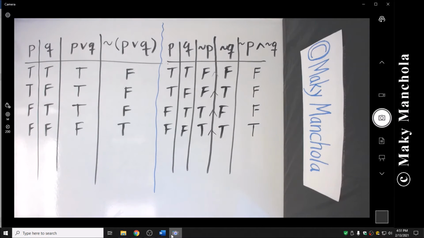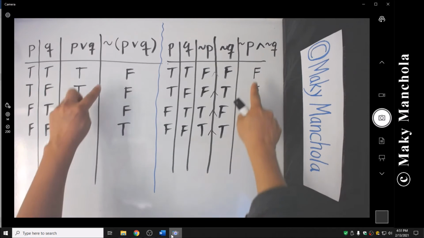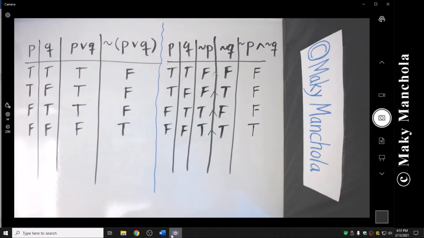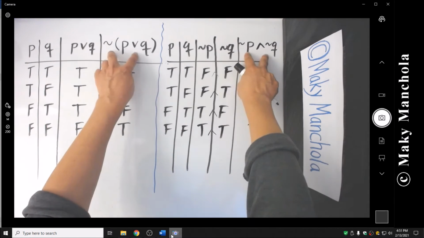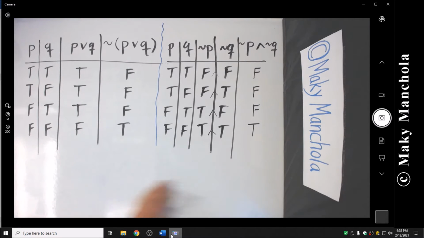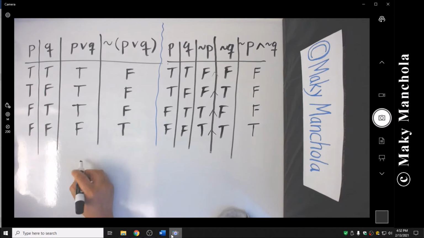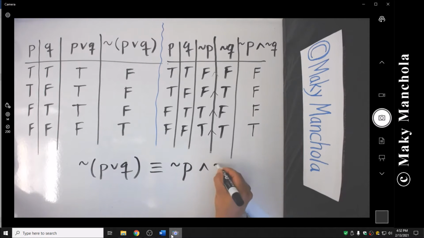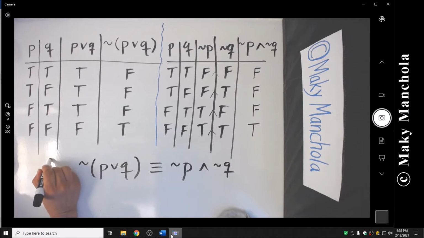Okay, so now let's compare. Our outcomes are identical in each case. Conclusion: these two statements are logically equivalent. So we write that. So therefore, the negation of P or Q is logically equivalent to the negation of P and the negation of Q. So therefore, we have a symbol for the word therefore in math.